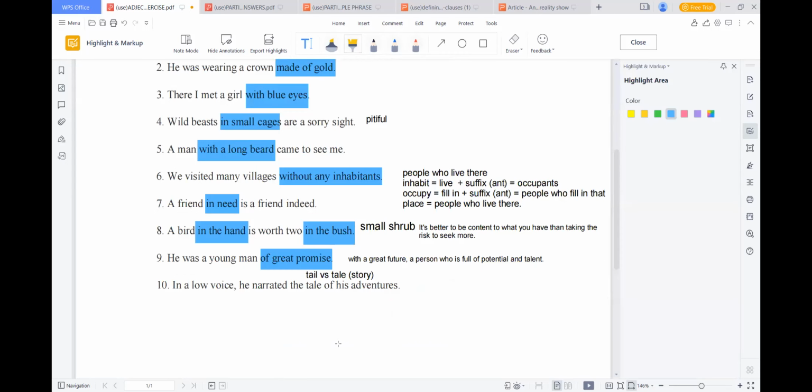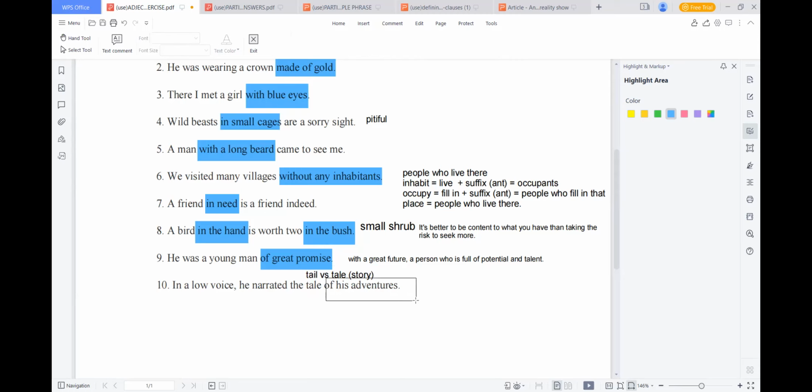Look for the preposition, in a low voice. We need to find it closer to the noun. Which one is closer to tale? Of his adventures. Yes, of his adventure. So this one is an adjective phrase.